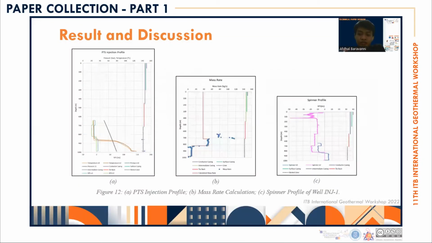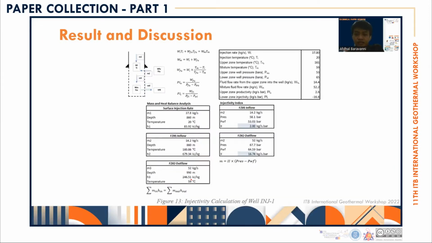Based on the water loss test performed during the completion test on the well, it is shown that a shut-in well has fluid flow from the upper feed zone, which is considered at a depth of 860 meters inflow, to the lower feed zone, which is at a depth of 990 meters outflow. The details of the injectivity calculation are shown in this figure.